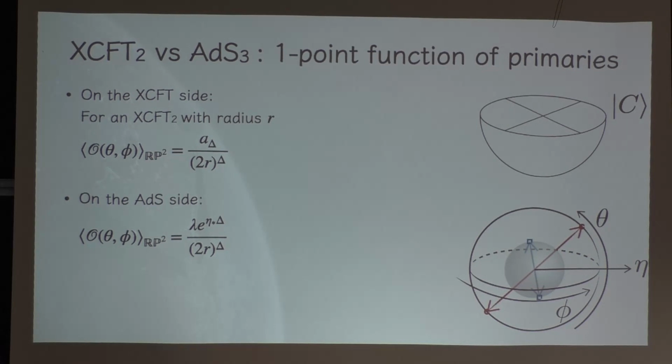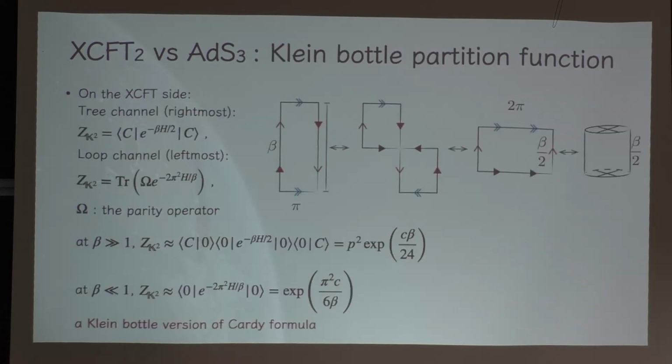Then we can compute the one-point function on the two sides, and it also turns out to be the same. Okay, let us then think about a slightly more complicated case to do the consistency check. Before, we talked about RP2, which is a manifold with only one crosscap. The next more complicated example is a Klein bottle, where you have two crosscaps.